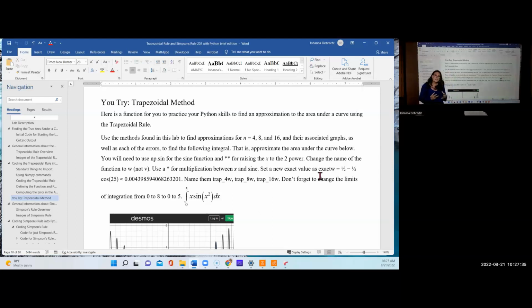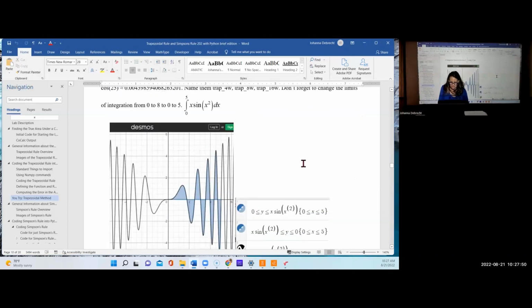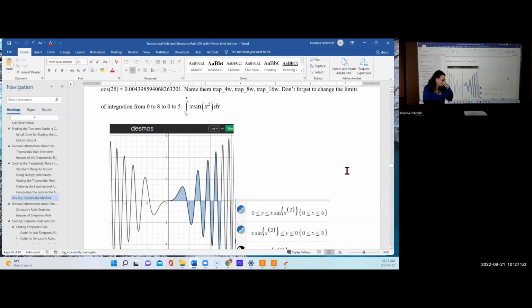But if you were doing this in the real world, you would be applying this numerical integration technique on an integrand that didn't have a known antiderivative. That's the whole point of why we use numeric integration. So let's take a look very quickly at what this particular function looks like.